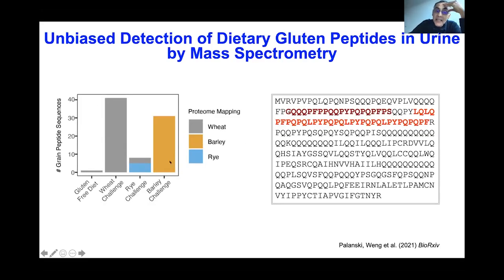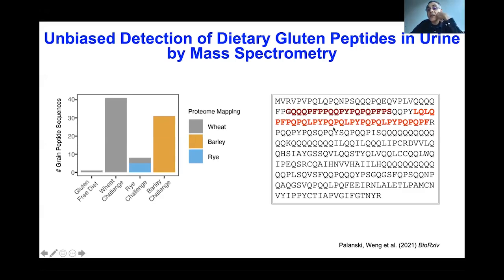And what you see is quite remarkable. Our urine is full of gluten-derived peptides. And this is true for healthy as well as celiac patients. When we eat wheat, we see lots of wheat-derived peptides. When we eat barley, we see lots of barley-derived peptides. When we eat rye, we see a lot of rye-derived peptides. You don't see this with other non-gluten proteins.